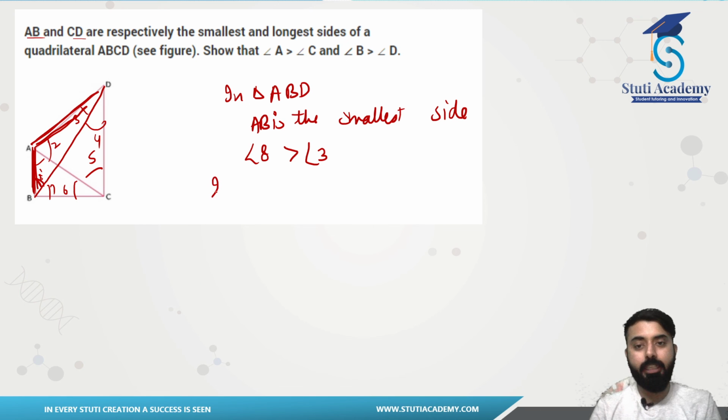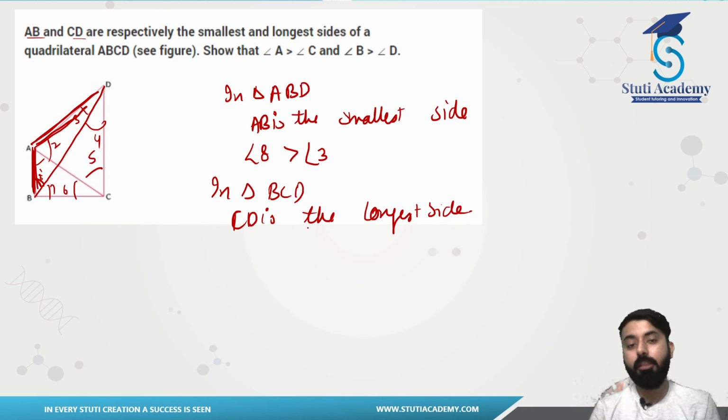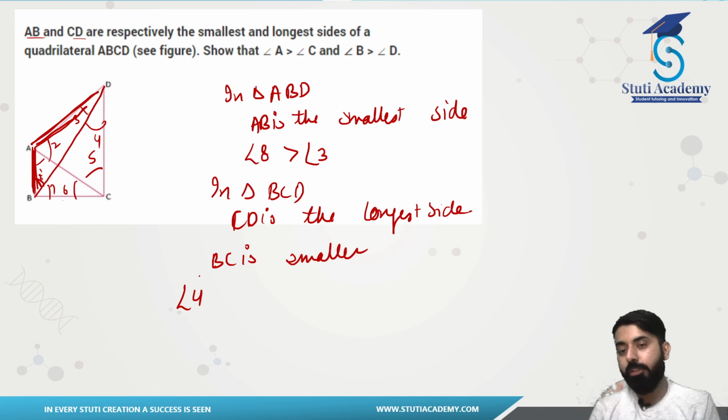Similarly, in triangle BCD, I know CD is the greatest, or you can say the longest side, right? If CD is the greatest or longest, then BC is smaller. Then I can say angle 4, which is opposite to BC, is less than angle 7.